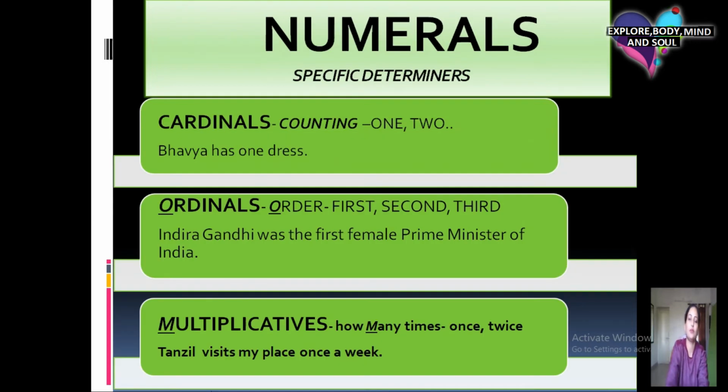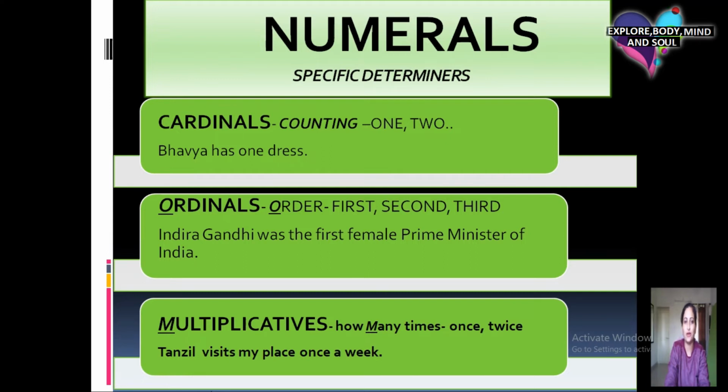Whereas, when we talk about the other classification, numerals, they are specifying the quantity of the noun, whether it's one, first, or once. That is why numerals are specific determiners. Even though numerals also tell about the quantity, they tell about a specific quantity. They are classified into 3 categories: cardinals, ordinals, and multiplicatives.